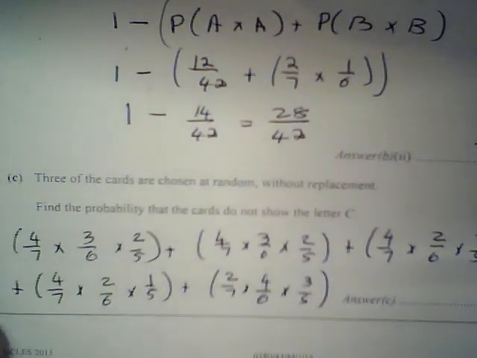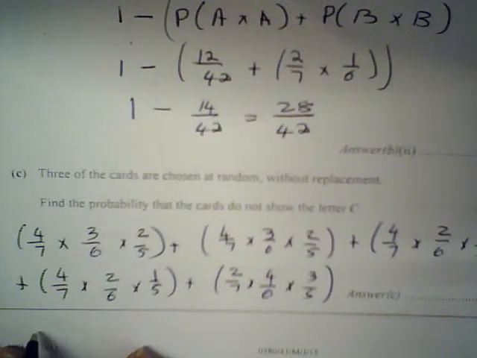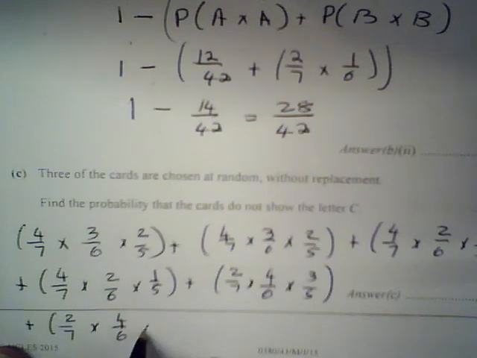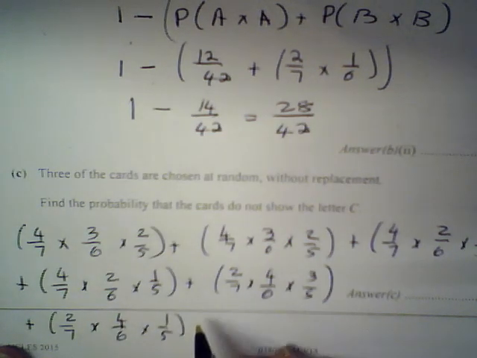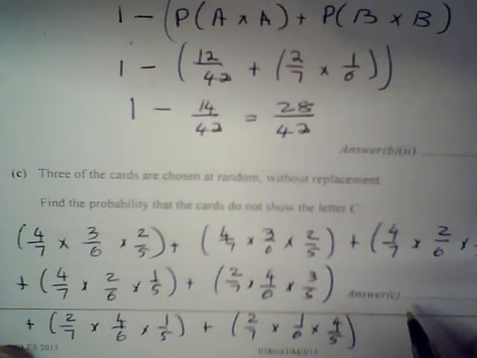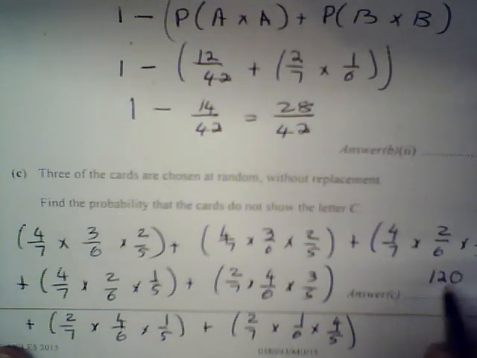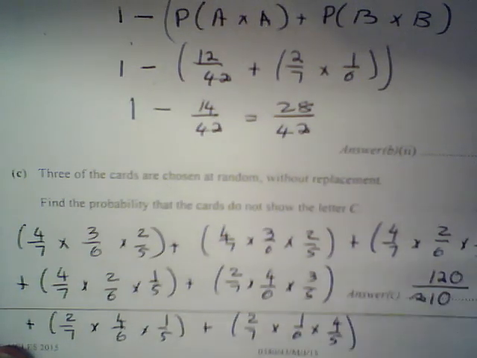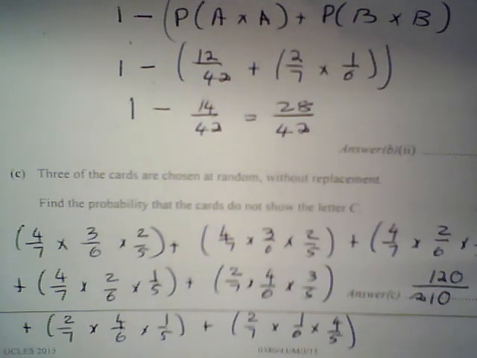Just have to keep track here of all of this. Plus 2 out of 7 times 4 out of 6 times 1 over 5. And another one, plus 2 out of 7 times 1 out of 6 times 4 out of 5. And if I do the whole calculation, I would get 120 over 210. Okay, let me just double check myself here.